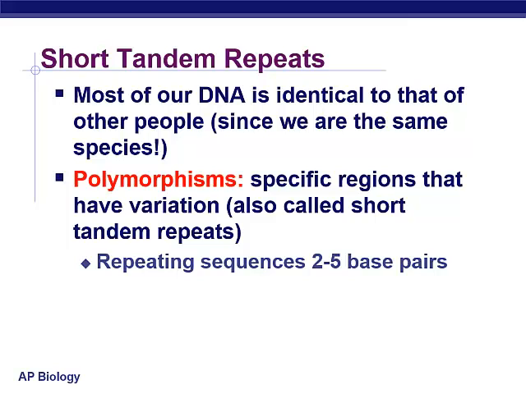Those sections of DNA that are actually different are called polymorphisms or short tandem repeats. And IB wants you to know that we use short tandem repeats for DNA profiling. Short tandem repeats can be used for DNA profiling.